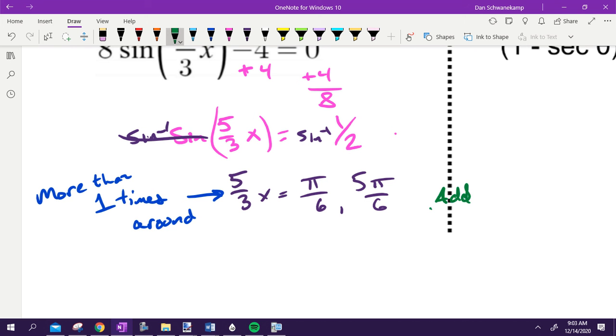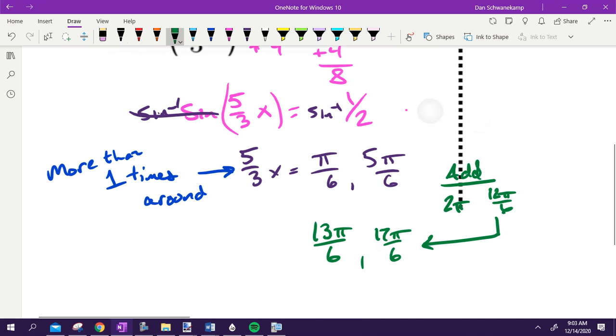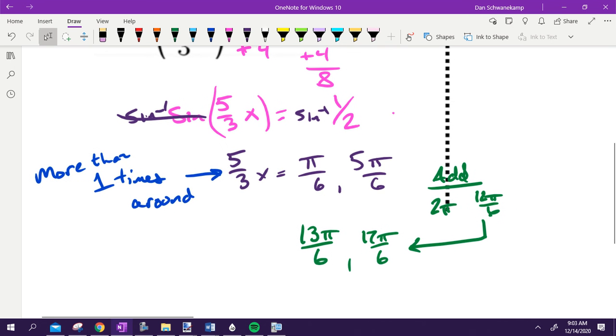Add 2 pi. We could get crazy and understand exactly where it is, but I'm just going to add 2 pi. So I'm really going to add 12 pi over 6 to both of these answers. So 12 plus 1 gets me 13 pi over 6. 12 plus 5 gets me 17 pi over 6. But I'm not done. What else do I need to do here?